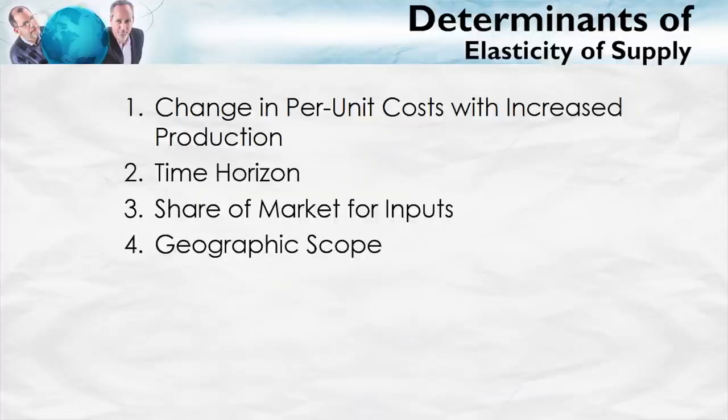So, what are the major determinants of the elasticity of supply? First, and most importantly, how do unit costs change with increased production? Second, the time horizon. Third, share of market for the inputs. And fourth, geographic scope. I'll explain each of these in turn.